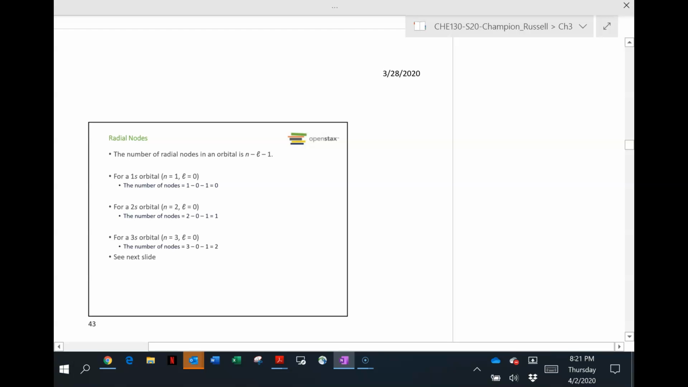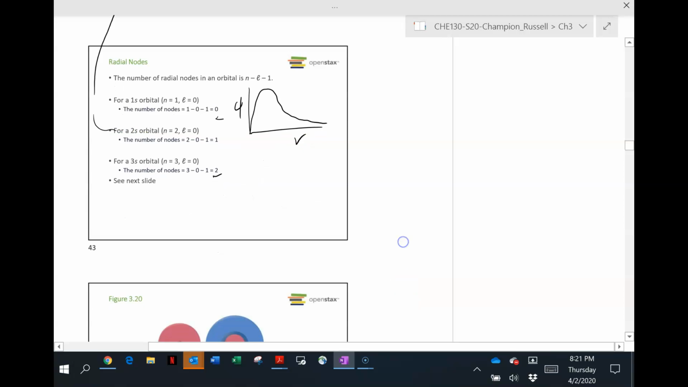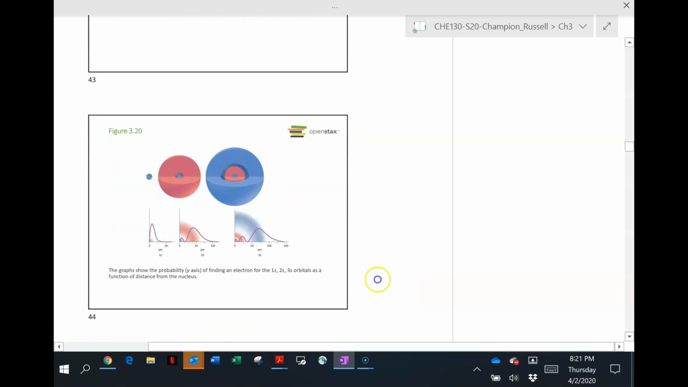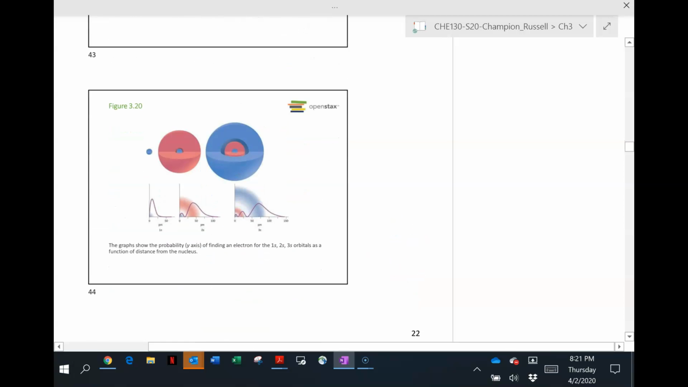So a 1s orbital has 0 nodes, so it looks something like this. A 1s orbital is going to pretty much go up and come down like that. A 2s orbital is going to look like the one on the previous slide, where it comes down once. A 3s orbital is going to have 2 nodes in it, and you'll see some pictures of those. So here you go, this is our 1s orbital. So this is our 0 nodes, 1 node, and 2 nodes.